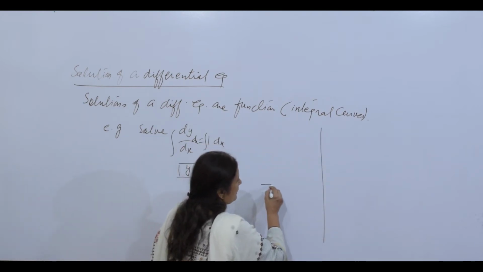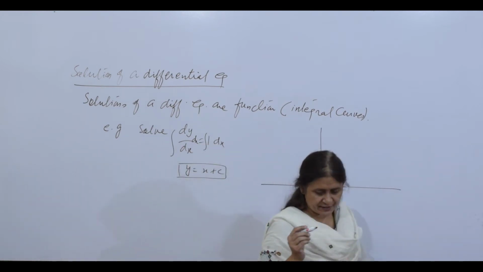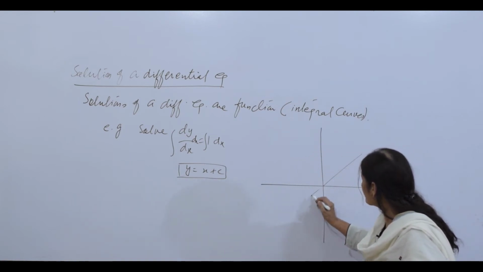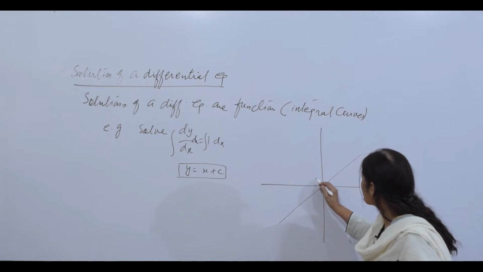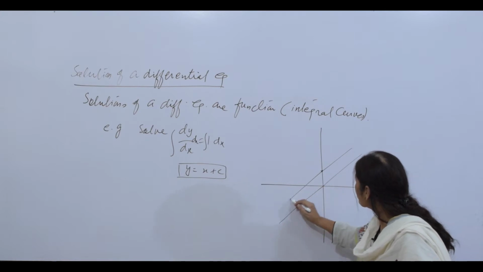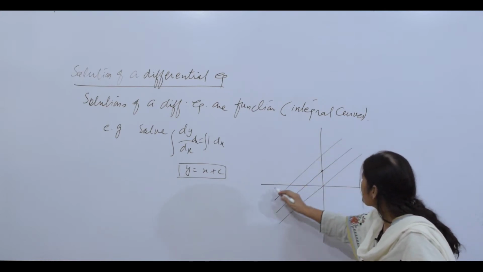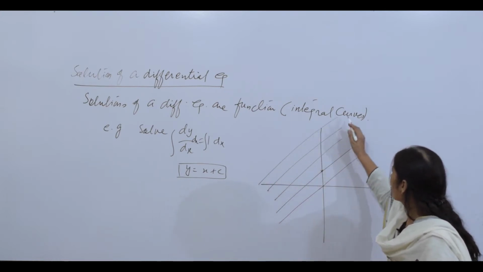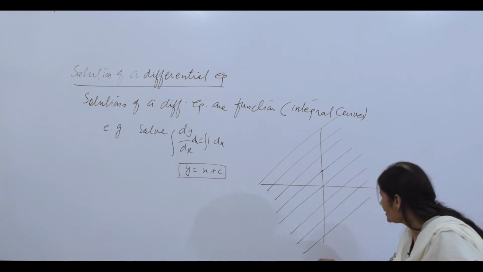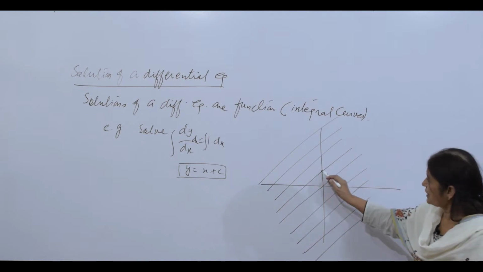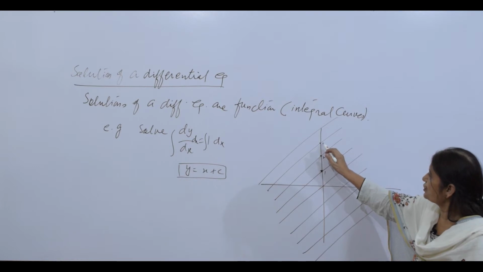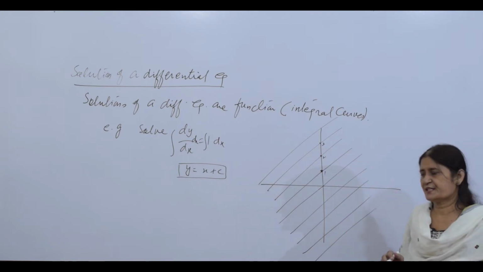Let me draw the diagram for this. If c is 0, this will be a straight line passing through the origin. If c is 1, you get something like that. C is 2, then c is 3, then c is 4, c is minus 1, c is minus 2, c is minus 3, c is minus 4, and so on. This is c equal to 1, this is c equal to 2, this is c equal to 3. C is your y-intercept.